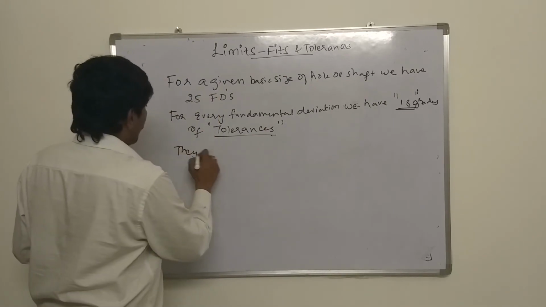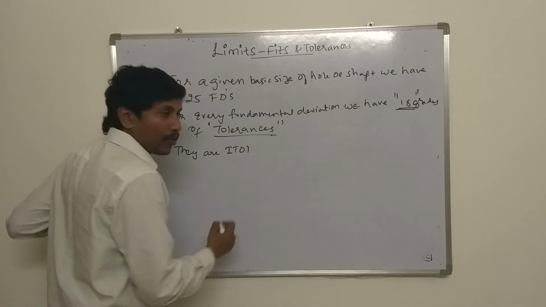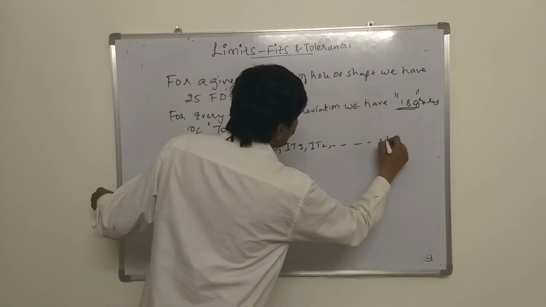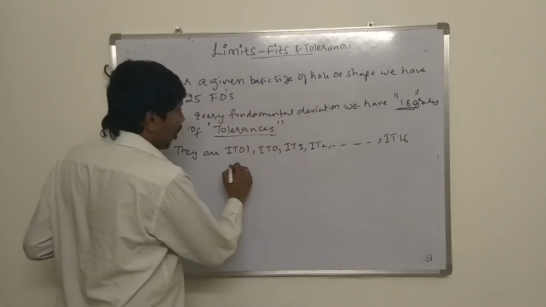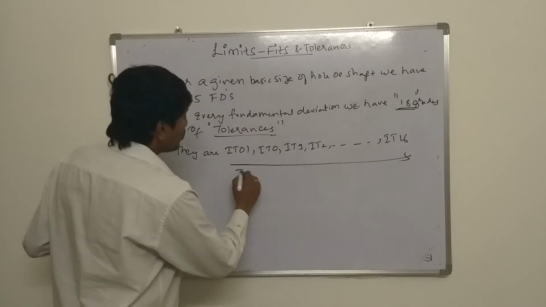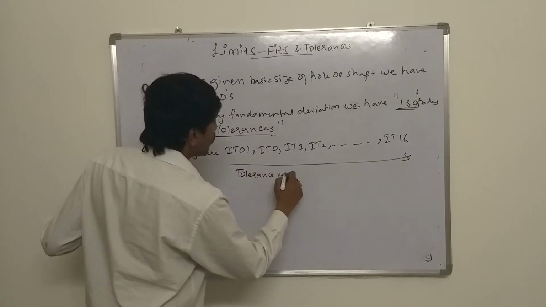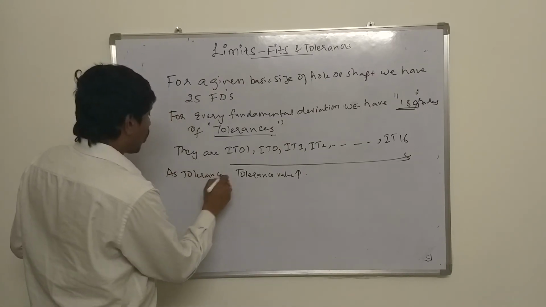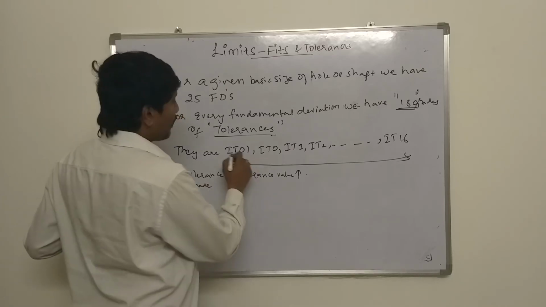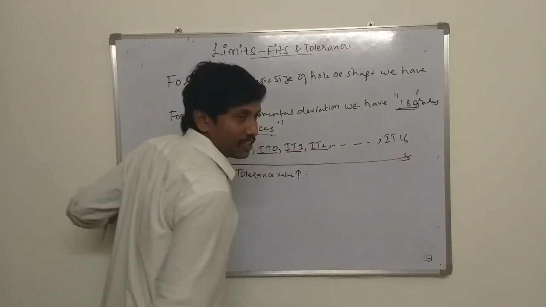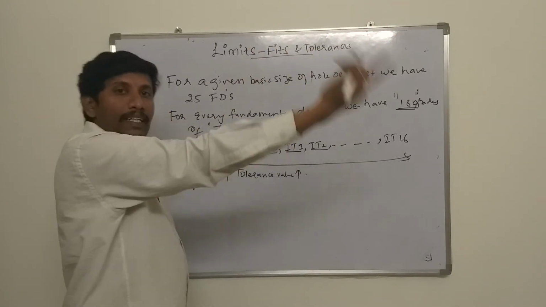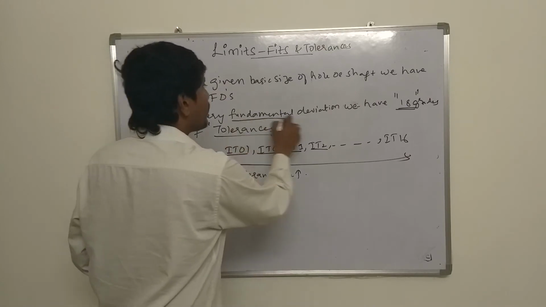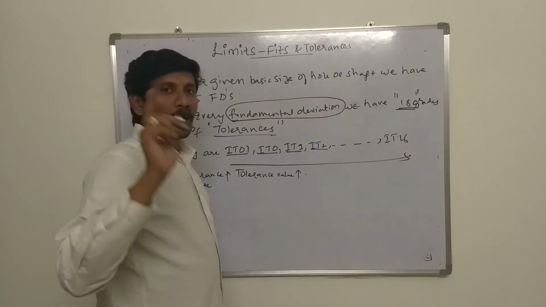They are IT01, IT0, IT1, IT2, and so on up to IT16. As the tolerance grade increases from IT01 to IT0, IT1, IT2 up to IT16, the tolerance value increases. So what I want to focus on is that for every fundamental deviation we consider, we have 18 grades of tolerances.